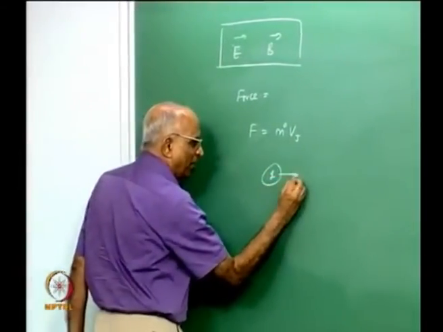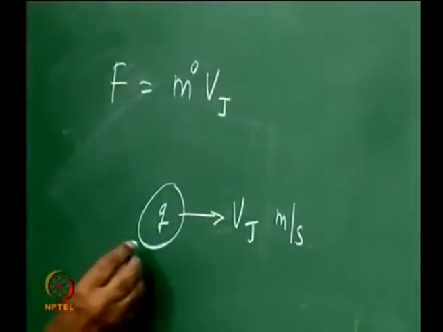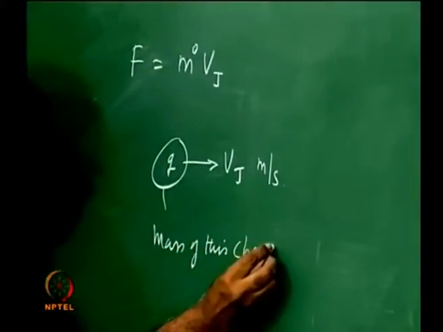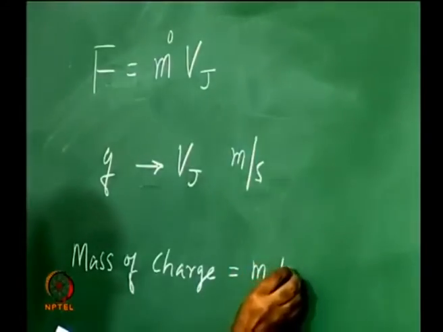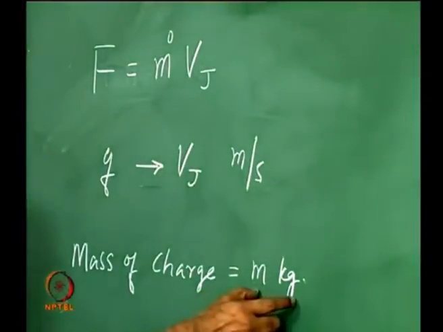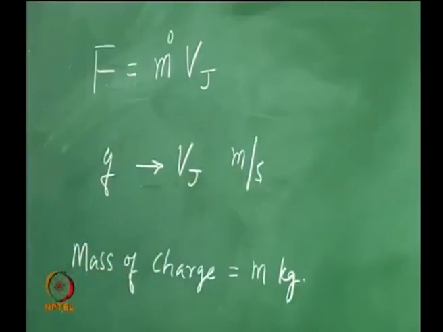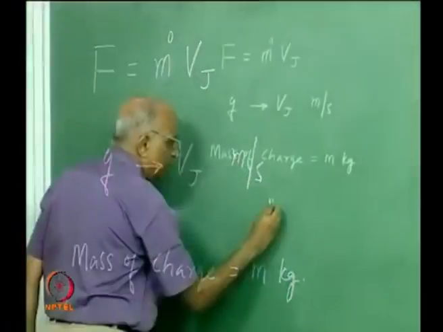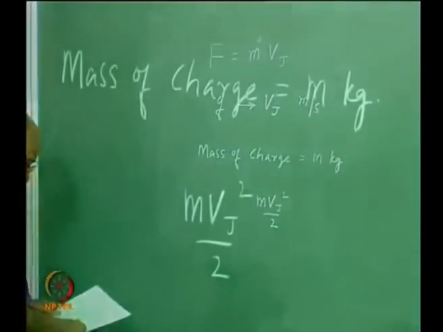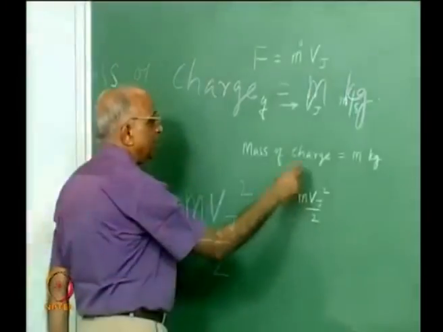If I can move it or accelerate it through Vj meters per second, the mass of m kg is to be accelerated to a velocity of Vj meters per second. Therefore, the kinetic energy to be given is equal to m into Vj square divided by 2. We can write this value. We would like to relate this value to the electrical field.